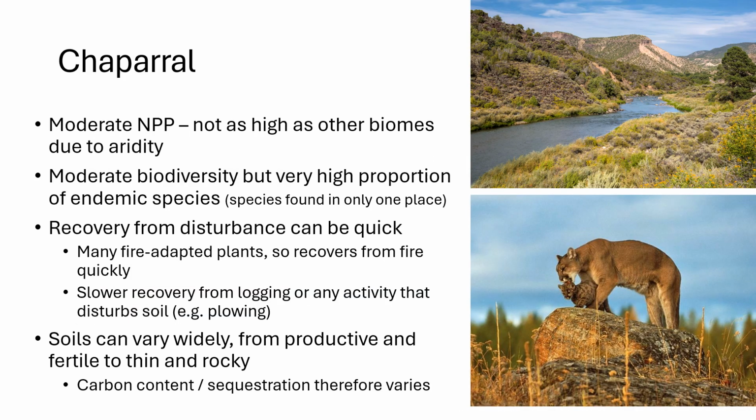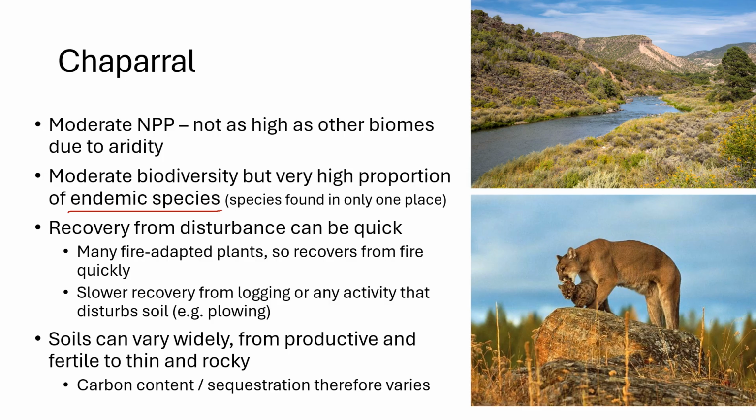You have moderate net primary productivity in the chaparral that is due to the aridity during the summer. So I would compare it to a little bit more than a xeric shrubland, okay, but less than a temperate deciduous forest. The biodiversity is relatively moderate, but it does have a lot of endemic species. So there's a lot of species that are, especially of plants, that are not found anywhere else. On animals, yes, you do have some endemics, but a lot of the animals will move between the chaparral and the surrounding grasslands or forests.